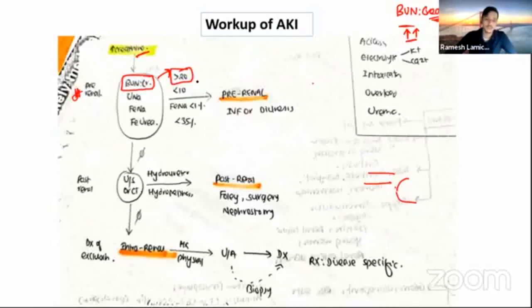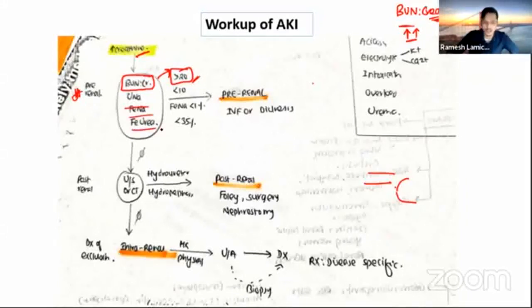So whenever the BUN by creatinine ratio increases to more than 20, it is indicative of prerenal AKI. So this is the BUN by creatinine ratio, the diagnostic. Okay, BUN by creatinine ratio more than 20, we think AKI of prerenal cause. Other things that are supportive to the BUN creatinine ratio are the urinary sodium, fractional excretion of sodium and fractional excretion of urea.